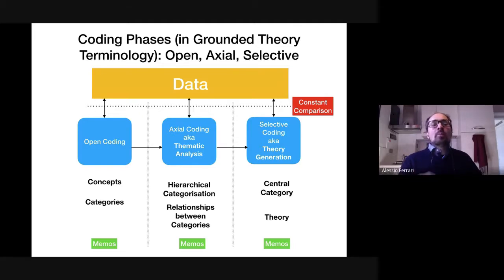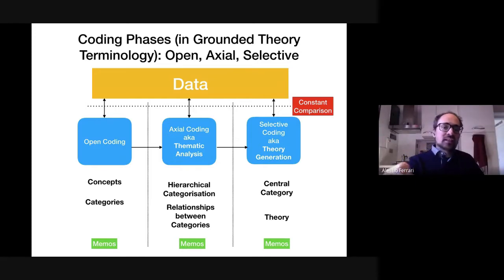So in open coding, you label your data. In axial coding, you relate your data in some way; you relate your codes, your labels. And in selective coding, you make a selection, you identify the main category, and you derive the theory. These steps are done through a constant comparison with the data.